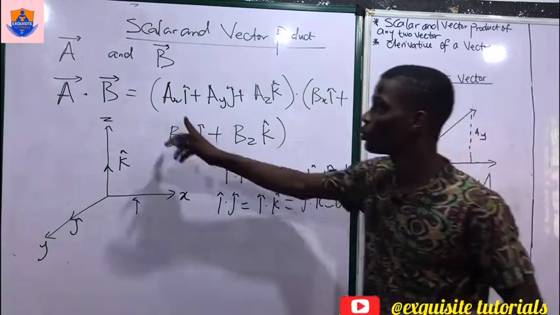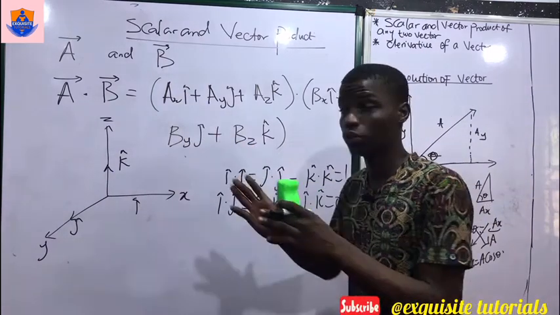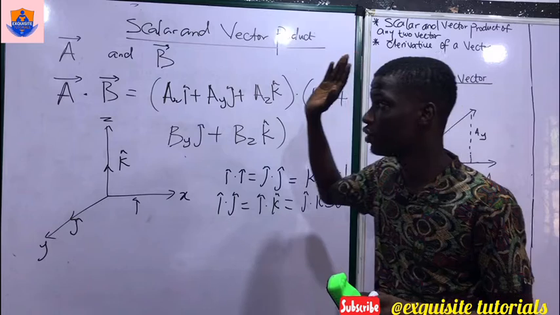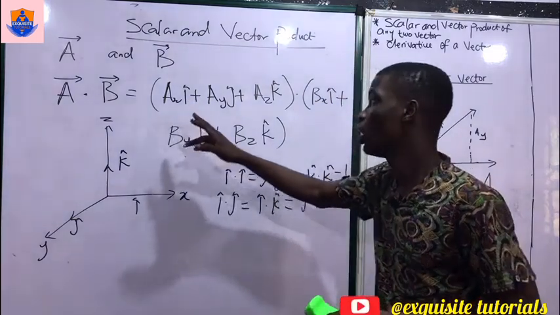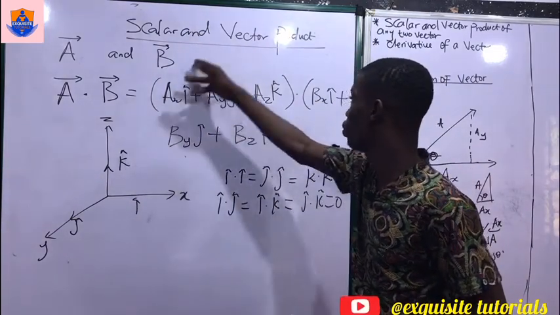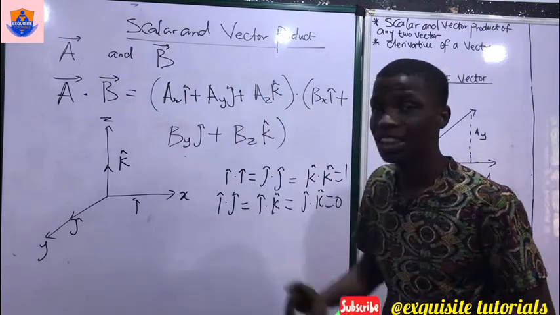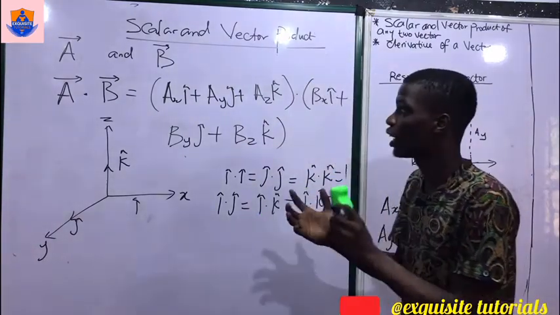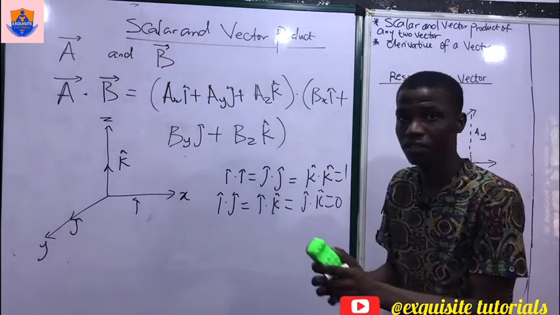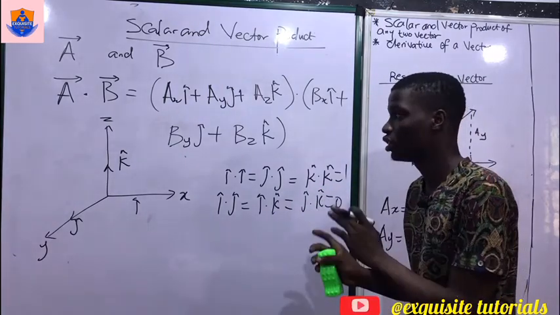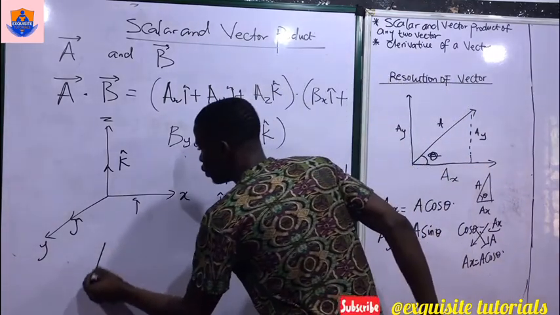So if I'm trying to get the scalar product of these vectors, I'll be multiplying my A of x i with this B of x i, and normally my i and i will give me 1. Take note, it's only when you are dotting your i and i, j and j that you'll have a definite value. The remaining ones are going to give you 0 at the end.